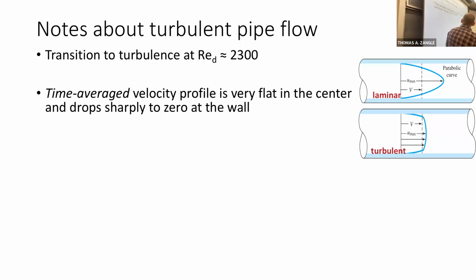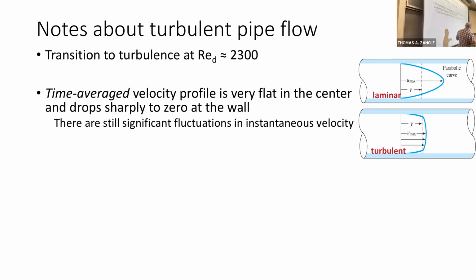The time average velocity profile for turbulent flow is very flat across the center and descends very steeply towards the walls. It drops sharply to zero at the wall. In contrast to laminar flow, where we see a nice, smooth parabolic curve for our velocity profile, in turbulent flow it looks like almost all the fluid is moving at about the same velocity across the center of the pipe, with this really sharp drop to zero to meet the no slip condition at the wall. So it looks almost like a plug flow velocity condition. Almost like a uniform velocity condition that we were assuming in our one-dimensional energy and momentum balances in chapter 3.